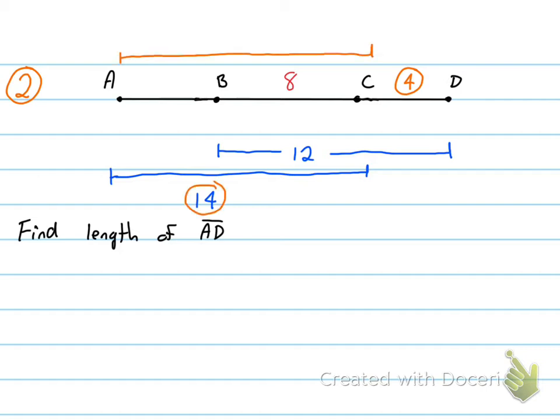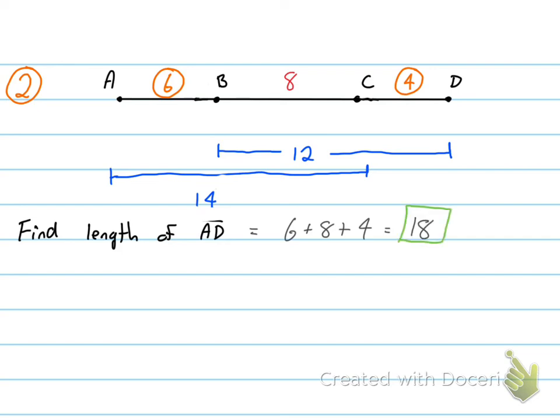Do the same thing on the other side. I know that AC is equal to 14. That small segment BC is equal to 8. 14 minus 8 leaves us with 6. So finally, to find AD, I would do 6 plus 8 plus 4, which gives us 18 units.